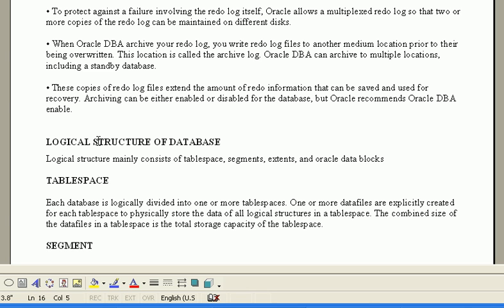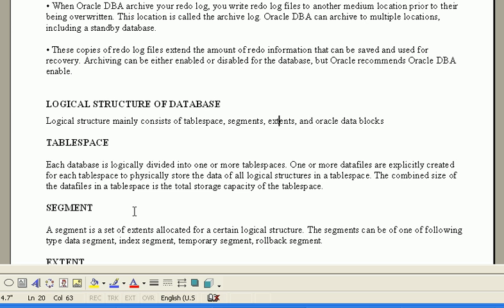Then next, the logical structure of the database consists of table spaces, segments, extents, and data blocks. The table space: each database is logically divided into one or more table spaces. One or more data files are explicitly created for each table space to physically store the data of all logical structures in a table space. The combined size of the data files in a table space is the total storage capacity of the table space.